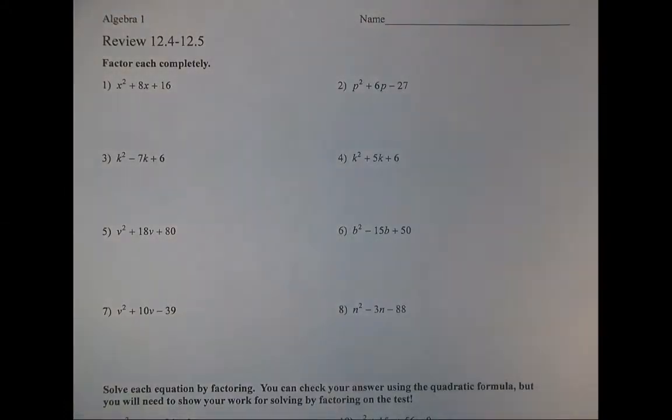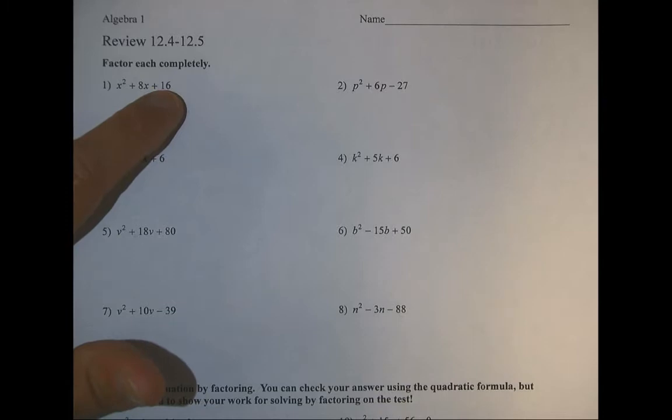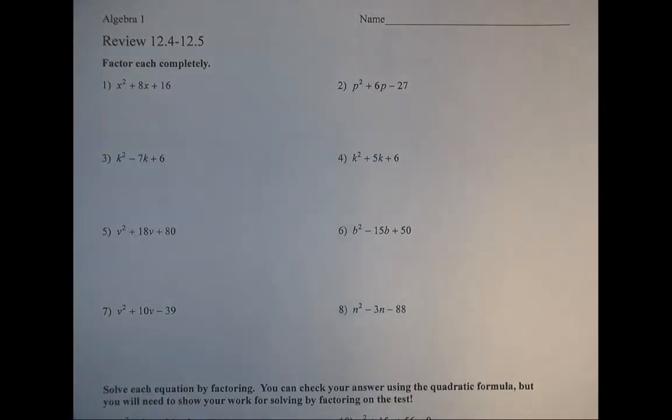This is the review of 12.4 and 12.5. So we are factoring here on the front. This is 12.4. We don't have a coefficient in front of the squared term, and so it's a little bit easier. We don't have to try and use so many trial and error things. So we can just look at the third term, think about the factors of it, and then just figure out which factors add or subtract depending on the positives and negatives up to the middle term.